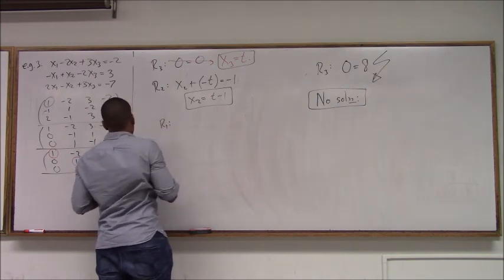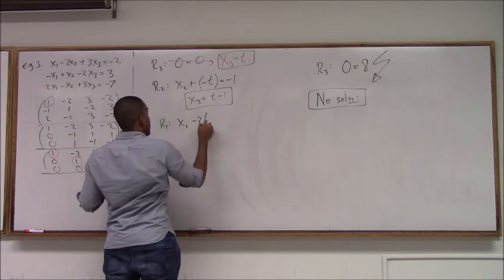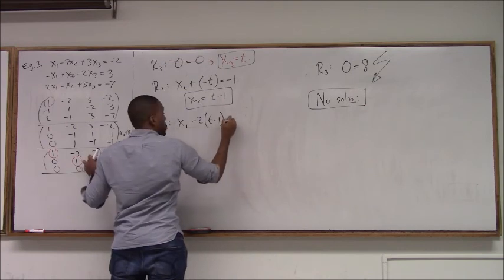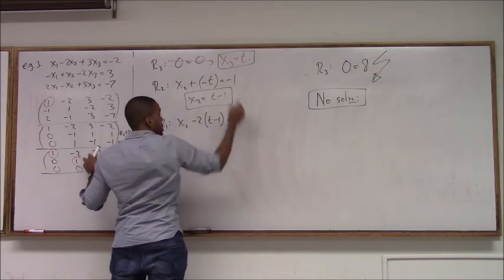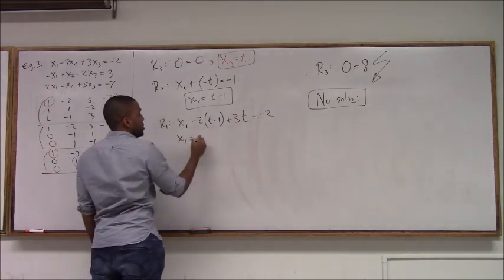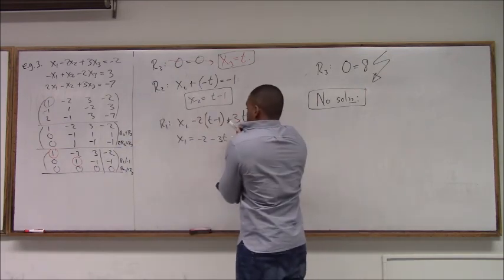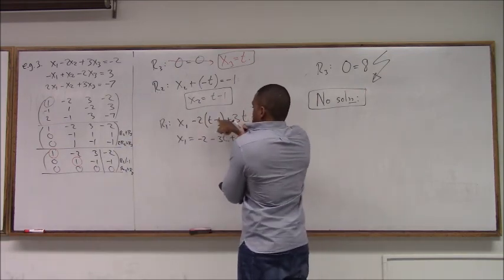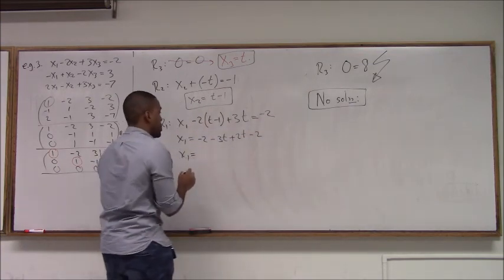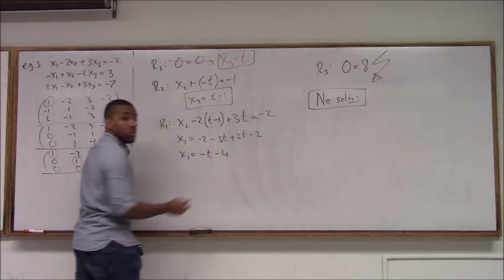Back substituting into row 1 would tell me that x1 minus 2 times x2, which I now know is t minus 1, plus 3 times x3, which I know is t, is equal to minus 2. And so my x1 is going to be equal to minus 2 minus 3t. This would be a minus 2t, so it would be plus 2t. This would be a plus 2, so it will be minus 2. And so that would give me my x1 is actually going to be minus t minus 4.